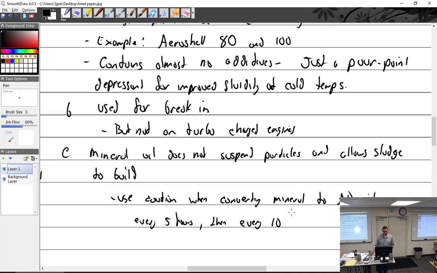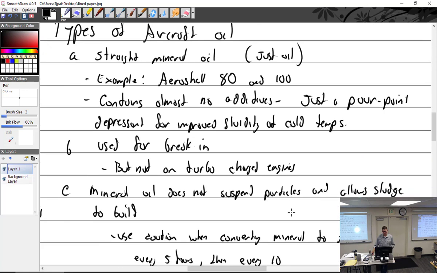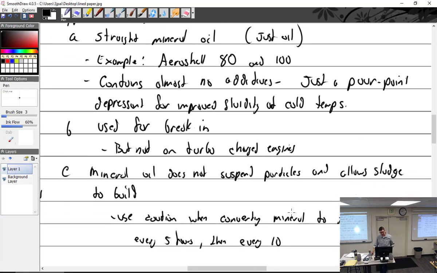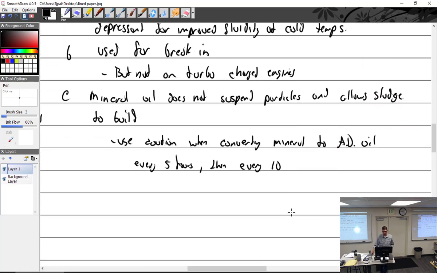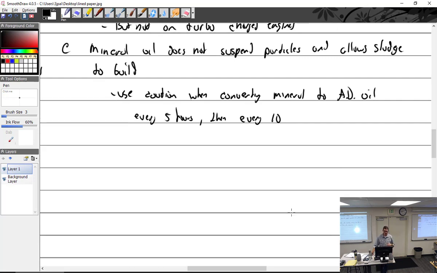All right, so that's our straight mineral. What do we use straight mineral for? Pretty much just breaking in. And then 25, 50 hours, they say once your oil consumption is stabilized, temperatures are stabilized, get rid of it, go to the next thing.